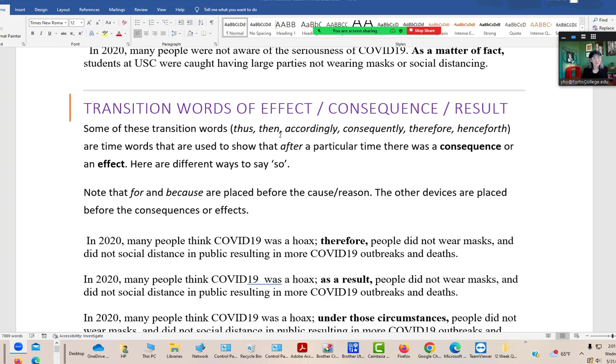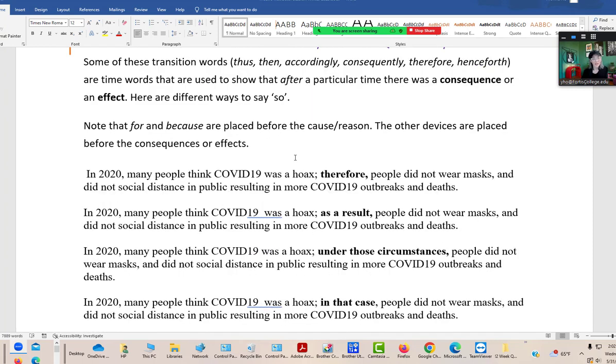And then you have transition words of effect. These are different ways of saying because. So instead of saying because, or instead of saying then, okay? So instead of saying then and because all the time, you could say, therefore, in 2020, many people thought COVID-19 was a hoax.